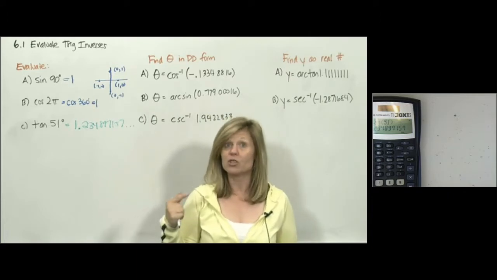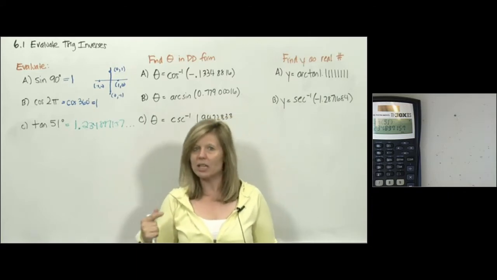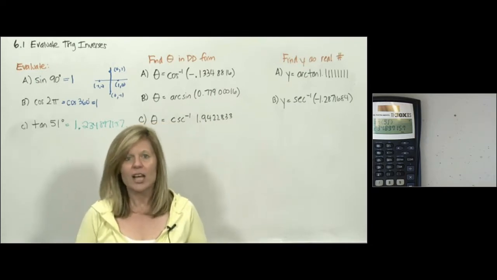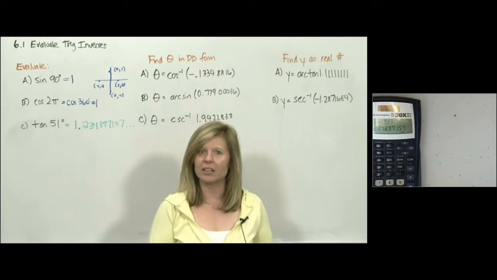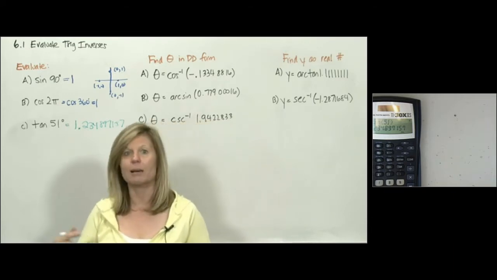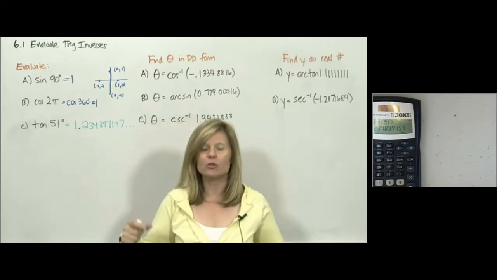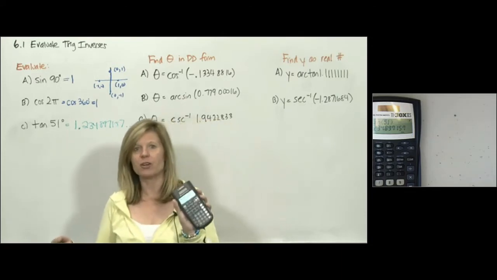The first problem is directions, because an angle can either be written in degrees or radians. So you have to read your directions. If they give you a number and they want the angle in degrees and you give it in radians, you're going to get marked wrong. Okay? One way to do the inverses, obviously, is using your calculator.